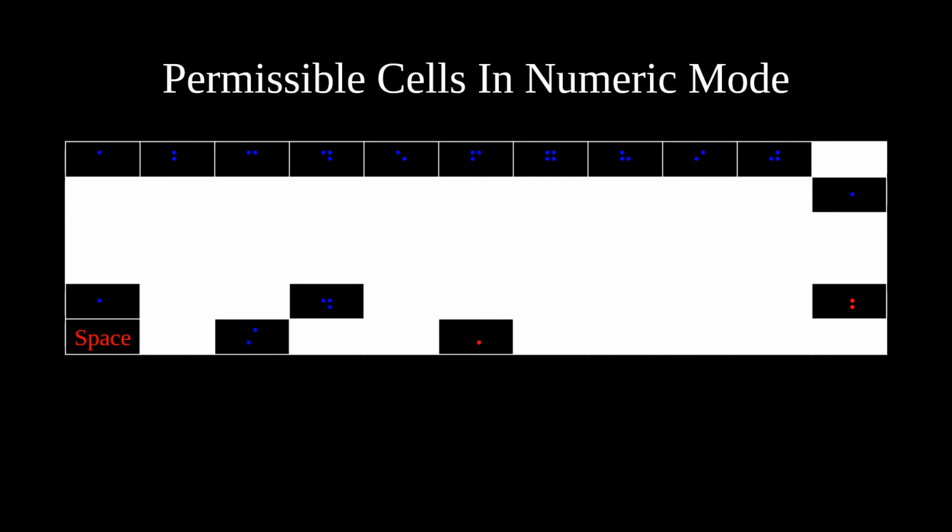Everything after the number sign is in numeric mode. The space cell, the capital sign, and the letter sign are also permissible in numeric mode, but using any of them will terminate numeric mode. No other cells are permissible in numeric mode. Therefore, using any of them will terminate numeric mode automatically.